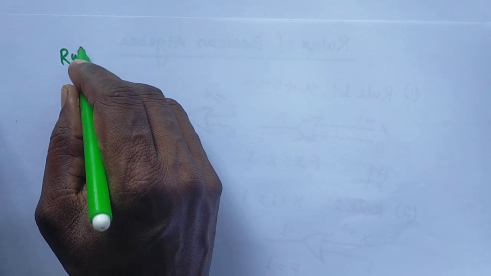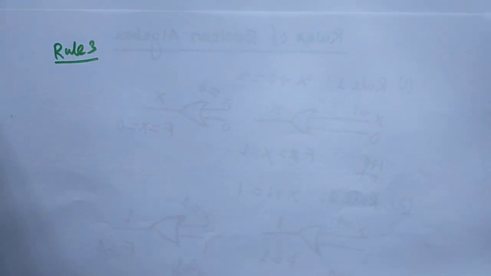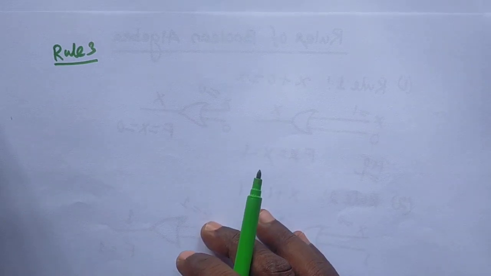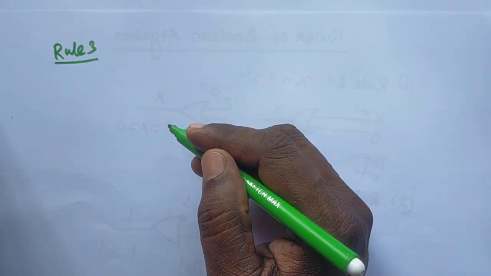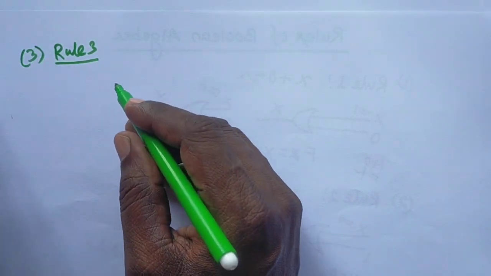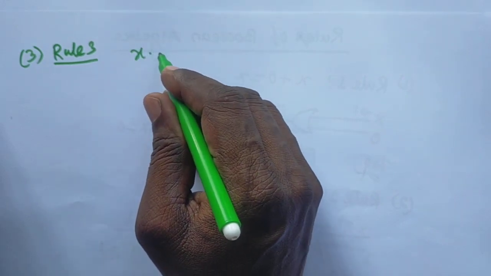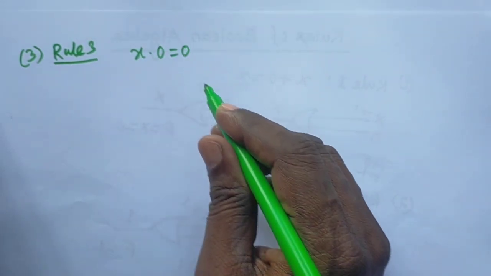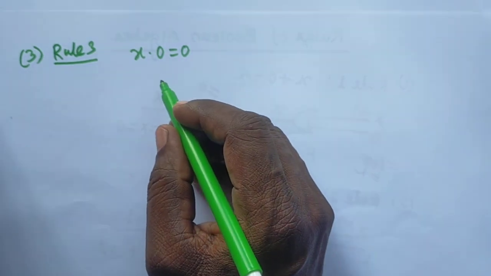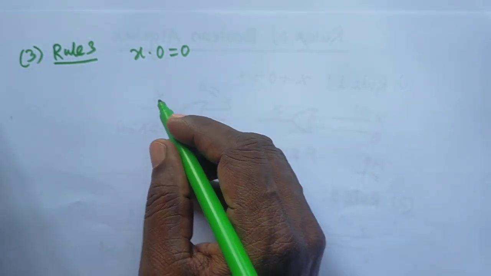Rule 3. Okay. What is rule 3? We see that there is no exact sequence of rules, but we will consider the rule. Previously we considered an OR gate. Here you see rule 3, in a very simple way: x dot 0 is equal to 0. Here we consider an AND gate. Very simply, we consider an AND gate.